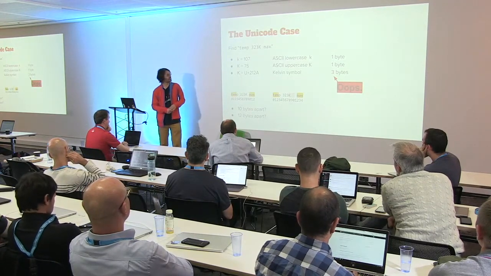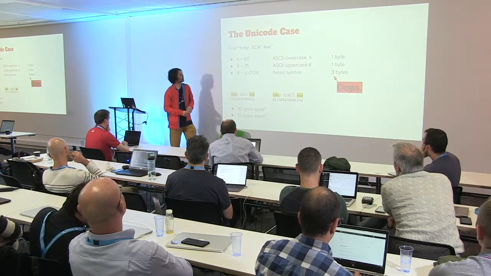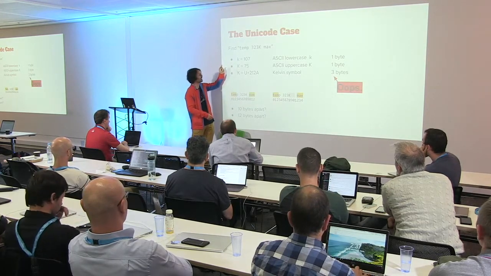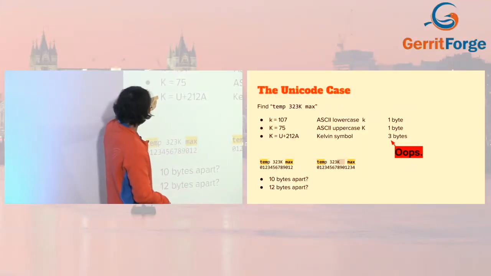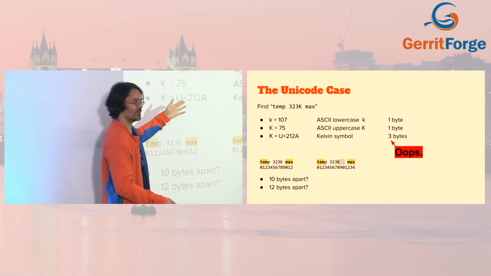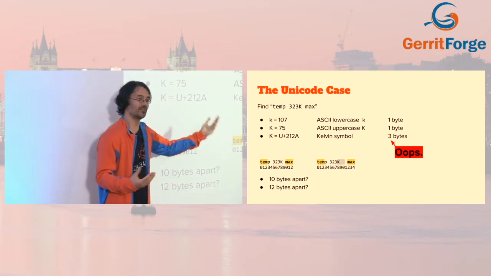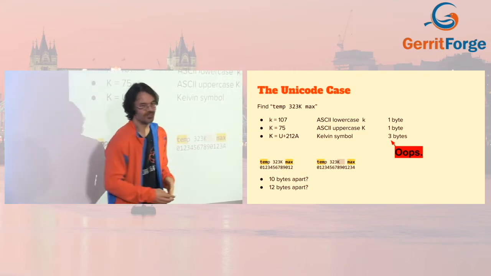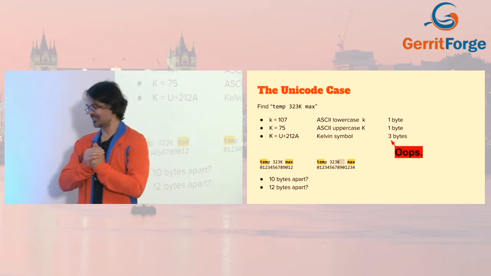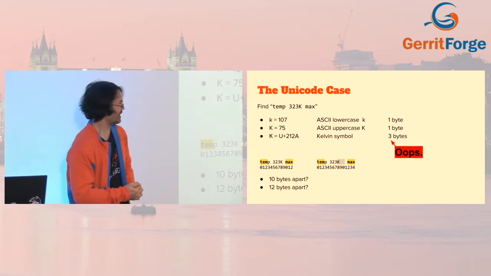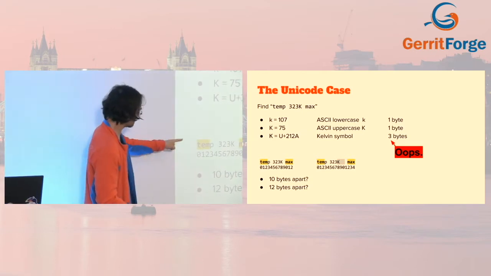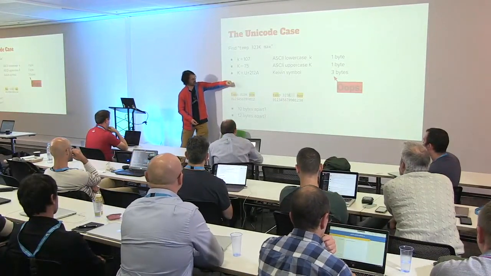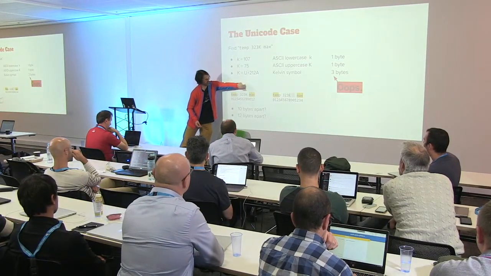Well, in that case, if you're using Unicode, you could be using the small k, the large K, or symbol 212A Unicode, which is the symbol for Kelvin degrees. And it turns out that the symbol for Kelvin degrees actually takes 3 bytes. And so if I'm looking for this string over here, I want to look for TEM and max, M-A-X.